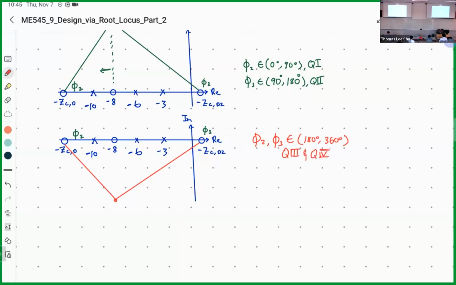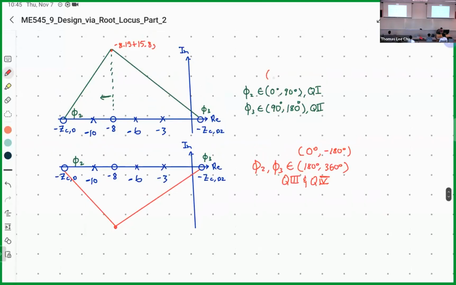And you don't have to use 180 and 360. Another way of saying is I can bound it between 0 degrees and minus 180 degrees. So if I go from 0 to minus 180, I'm just going clockwise. Likewise, I could say I'm bounding it from minus 270 degrees to 0 degrees as well.